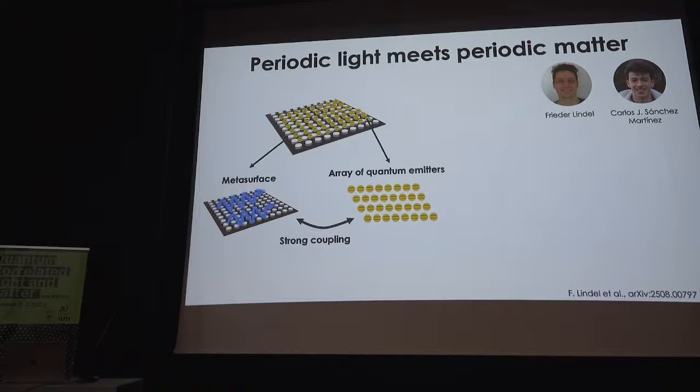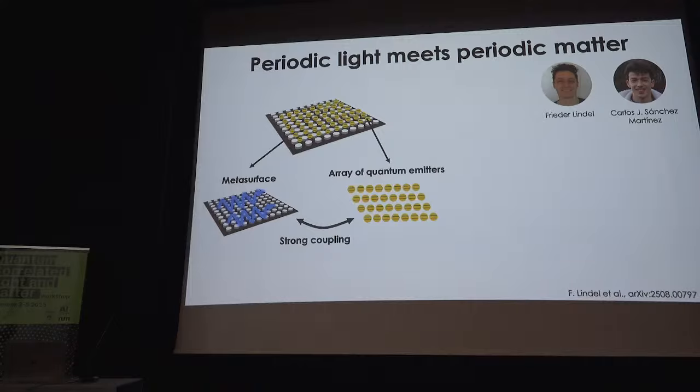Okay. So now I wanted to switch gears a bit and talk about work that we did recently, where what we looked at is to now extend this method to periodic systems, so arrays of nanoparticles, or more generally any kind of periodic surface, and also assuming that we have a periodic array of quantum emitters.